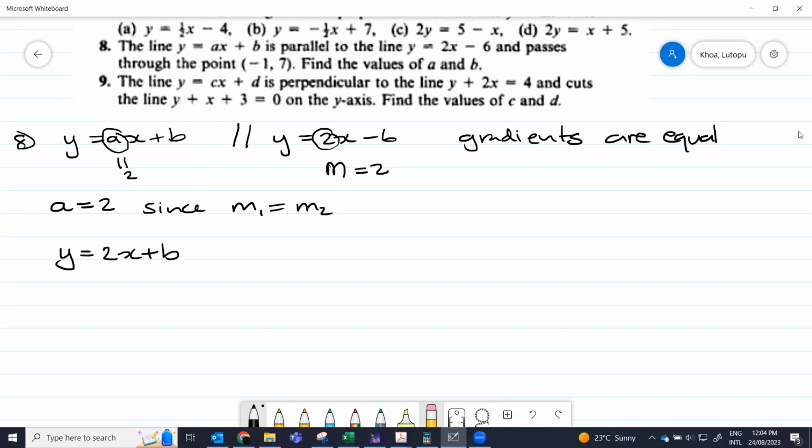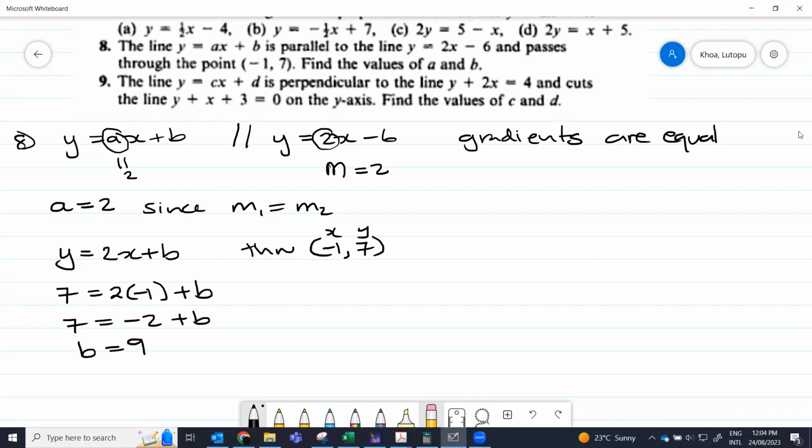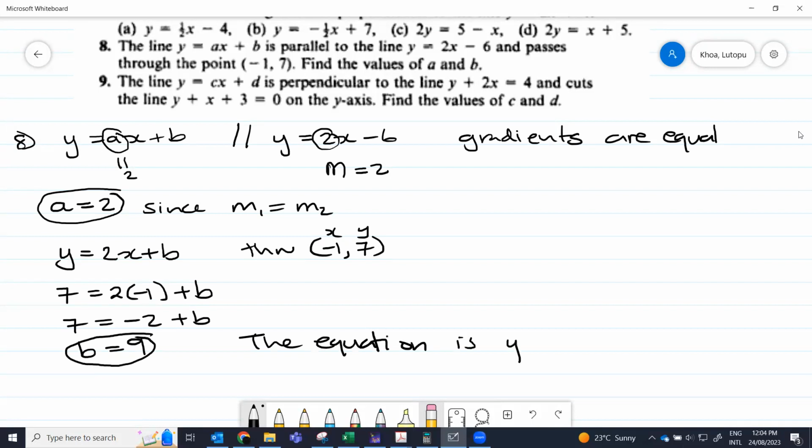So here, if it passes through the point -1 and 7, so this will be my x, that is my y. So I have 7 is equal to 2 times -1 plus b. 7 is equal to -2 plus b. That means b is equal to 9. Okay, so we have found the values of a and b, and we can write the equation as y is equal to 2x plus 9.